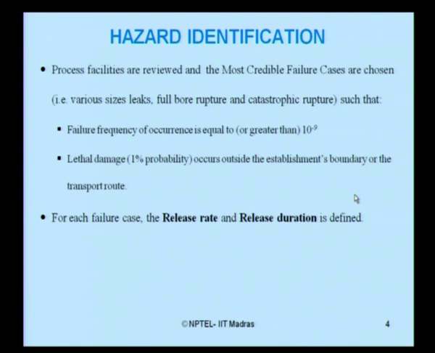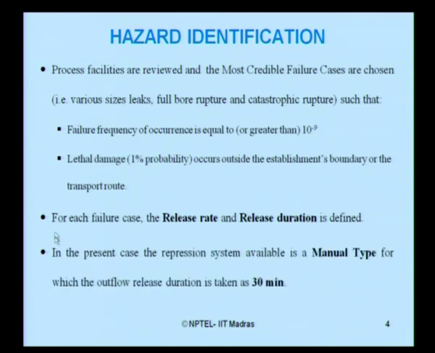Once you do that, identify for each such failure case the release rate and the release duration. In the present example, the suppression system available in the study is a manual type. What do I mean by this? If any such failure rupture occurs, the control system available to reduce that risk is a manual type, and that takes about 30 minutes to control the rupture. That is what I mean to say here. I have considered this example because the analysis I am currently doing, on a group gathering station, has a manual type of suppression system.